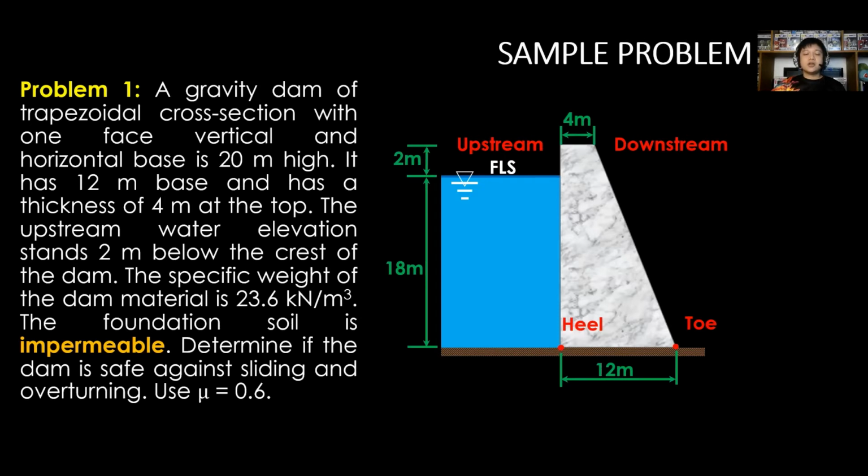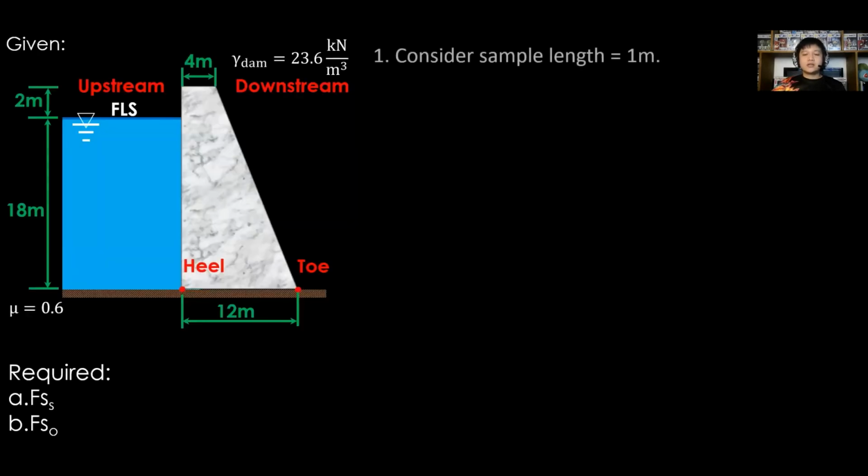The foundation soil is, take note, impermeable. Therefore, the hydrostatic uplift is 0. So determine if the dam is safe against sliding and overturning. And we will be using a coefficient of friction at the base of about 0.6. So for our solution, first consider 1 meter sample length.